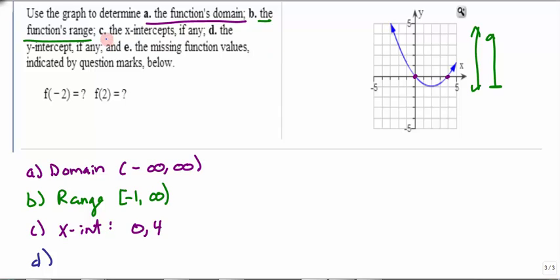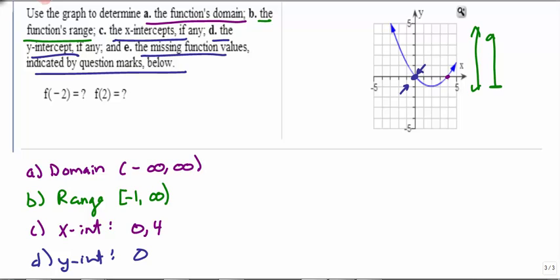Let's see, we did the x-intercepts, the y-intercepts. Well, this is not only an x-intercept right here at the origin, it's also a y-intercept. And then the missing values indicated by the question marks. So let's go ahead and look at f of -2. So this means if I come over here and plug in -2 for x, the y value that I get back out is right here is 1, 2, 3. So f of -2 would equal 3.